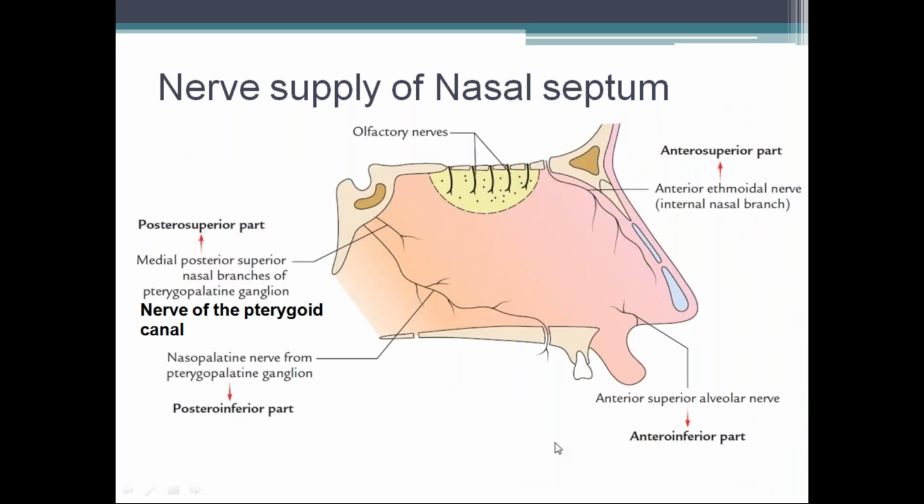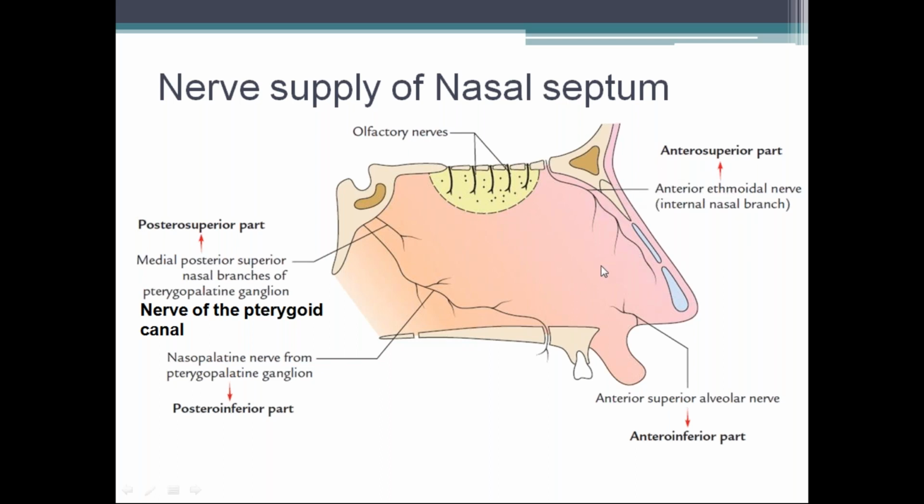Okay, now if you see the general sensation of the nasal septum, here also you divide this into 4 quadrants like this. Now the antero-superior part of the nasal septum is supplied by the anterior ethmoidal nerve. The anterior ethmoidal nerve is a branch of which nerve? I think you will remember, the nasociliary nerve, which in turn is a branch of the ophthalmic nerve. The particular branch of the anterior ethmoidal nerve is the internal nasal branch. If you are not able to remember internal nasal branch, then simply remember it as the septal branch of the anterior ethmoidal nerve.